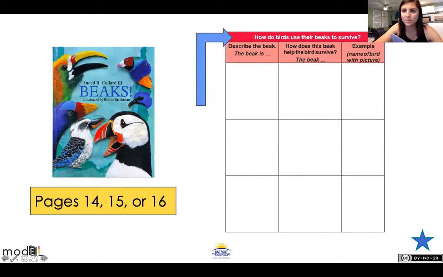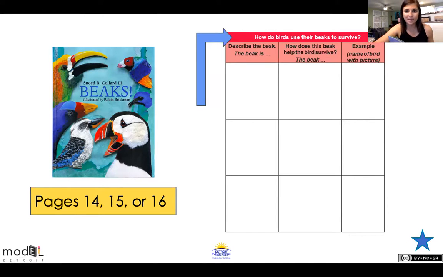All right, so we're gonna do something similar to what we did yesterday. You guys can see, it says, how do birds use their beaks to survive? So there's an example of the bird. It says name and picture of the bird, but we're just gonna do the name. Describe the beak, and there's a sentence frame right here. The beak is, and then how does this beak help the bird survive? And then it starts the sentence out with the beak. So I went ahead and created this.